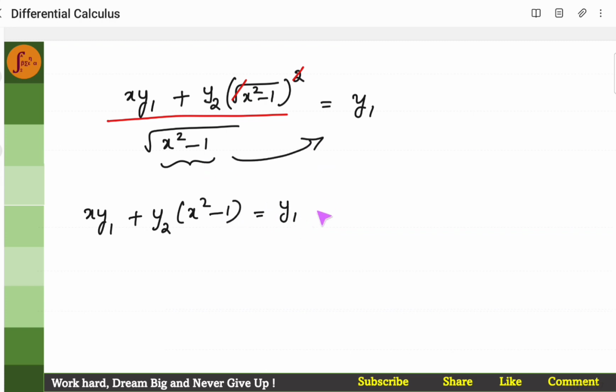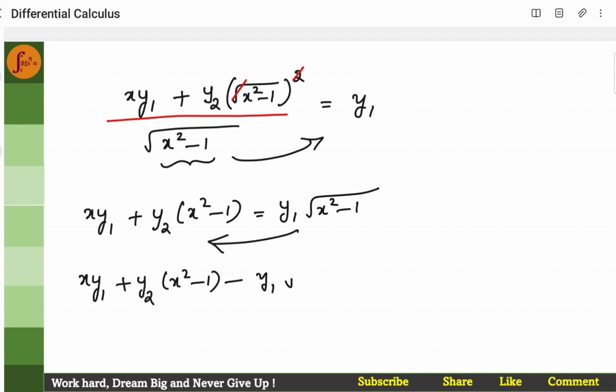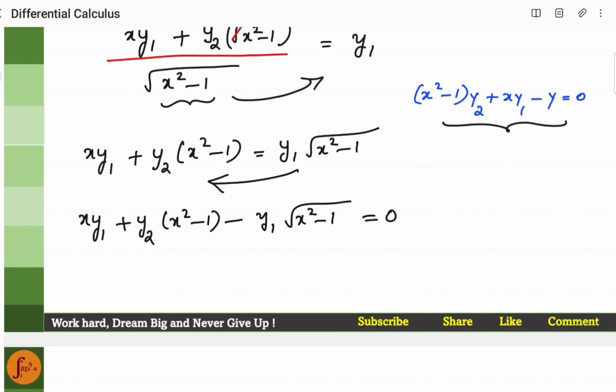I'll shift this here. So I'll have y1 into root of x square minus 1. Now I'll shift everything to one side. So I'll get xy1 plus y2 into x square minus 1 minus y1 into root of x square minus 1, which is equal to 0. We have to prove this entire thing, right? So we have got xy1, we have got x square minus 1 into y2, we have got this one also. Only here there is a difference, right? Here it should be in the form of y, and we have y1.